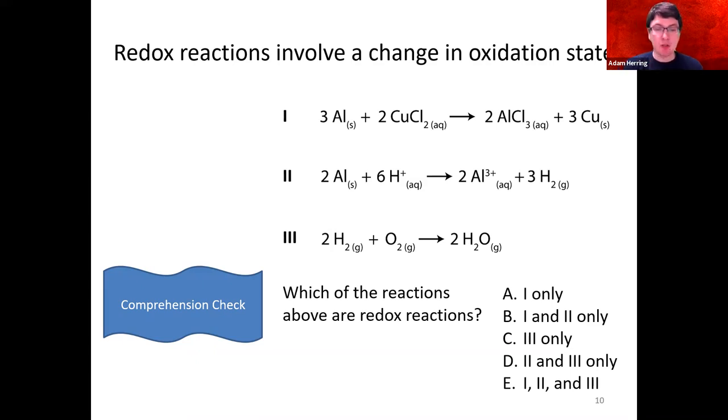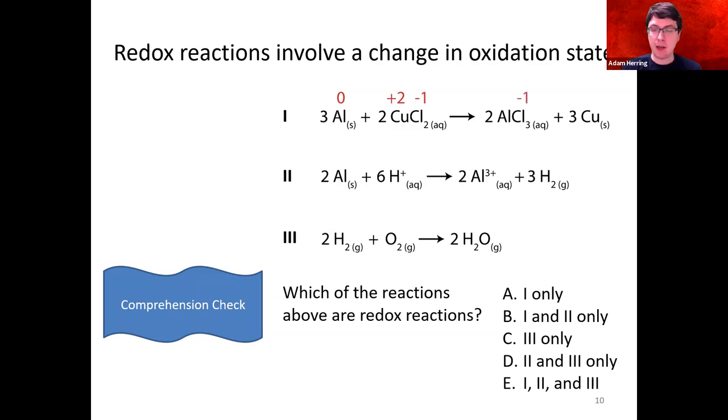Welcome back. So we need to identify the oxidation numbers of each element in each reactant and product. Any elemental substance has an oxidation number of 0. Aluminum, when it's on its own, is an element, so its oxidation state is 0. Chlorine typically has an oxidation number of -1. It would only be different if it's bound to a substance more electronegative than itself. Therefore, the copper must have an oxidation number of +2 because there were 2 chlorines, each -1.